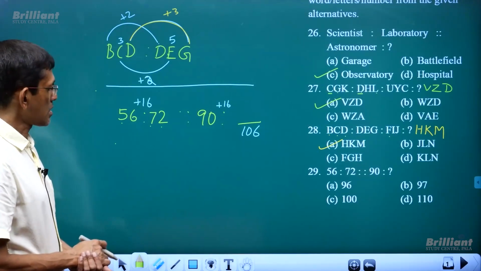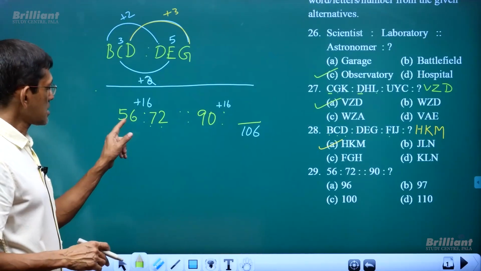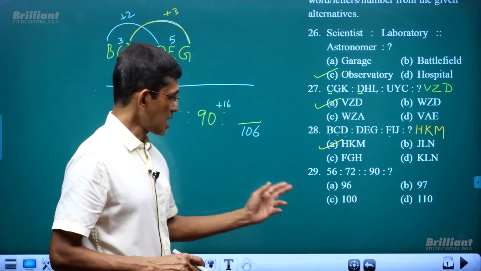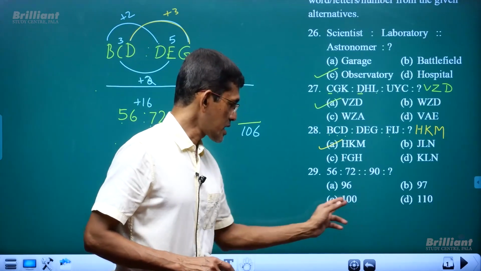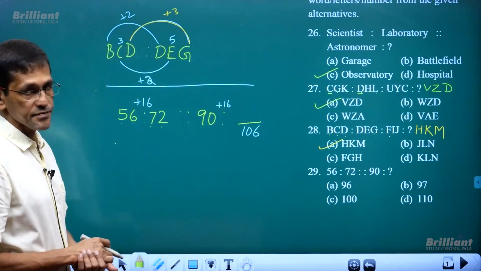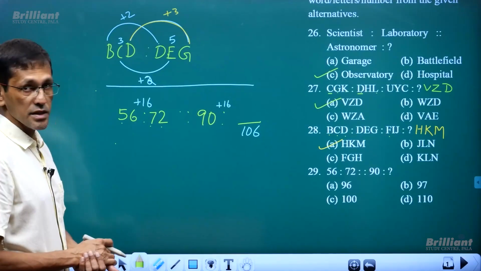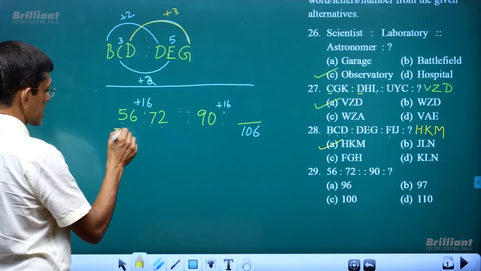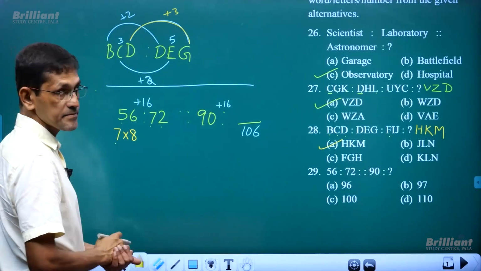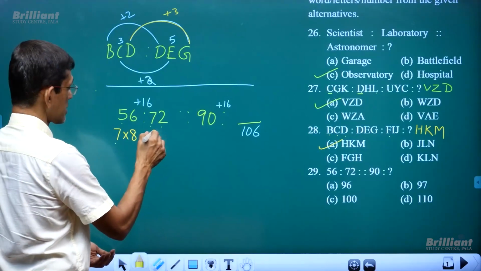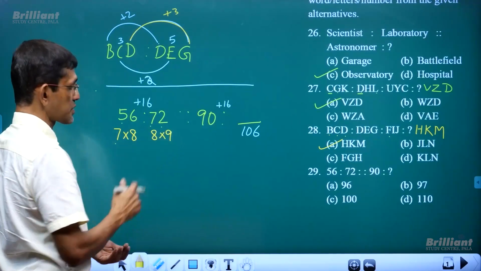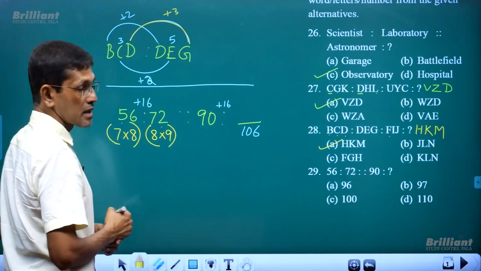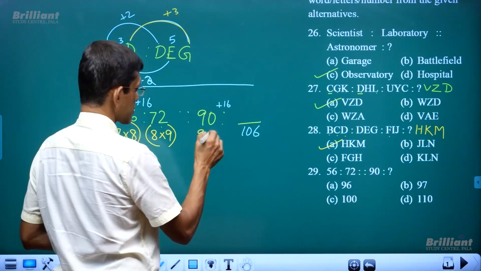How about this: this is an even number, and this is another even number. These two are even numbers, and three of the answer choices are even numbers, so we have no idea which is the correct answer. The next possibility that comes to my mind is 7 into 8 is 56. So this one is what? 8 into 9, which is 72. So 7 into 8, 8 into 9. How about 90? 9 into 10.